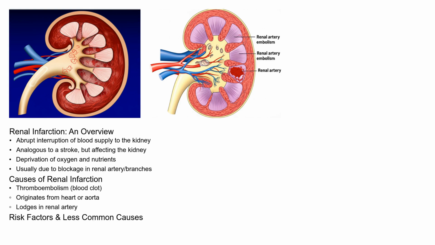Conditions that increase the risk of clot formation, such as atrial fibrillation, heart valve problems, endocarditis, and recent heart surgery, are major contributors. Other less common causes include renal artery dissection, where a tear develops in the artery wall, or even external compression of the artery. In rare cases, kidney tumors or fibromuscular dysplasia, a condition affecting the arteries, can also lead to renal infarction.